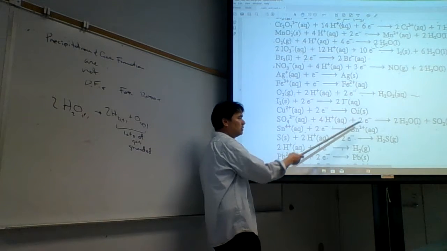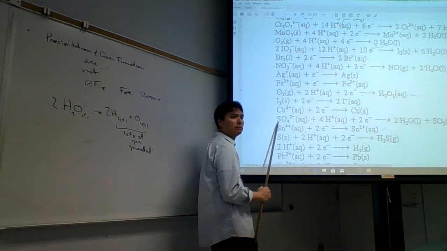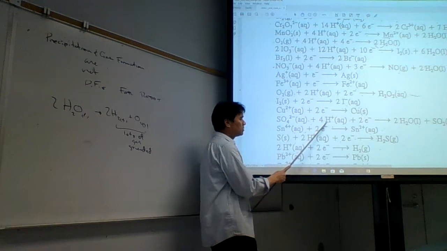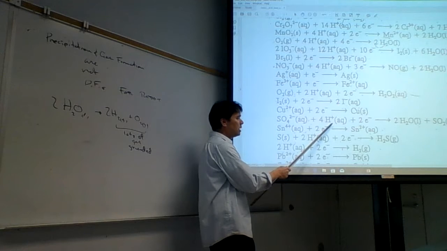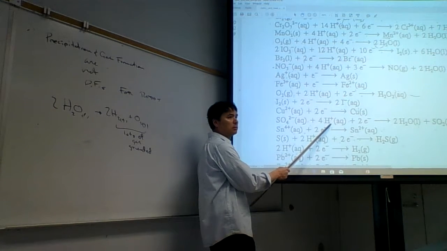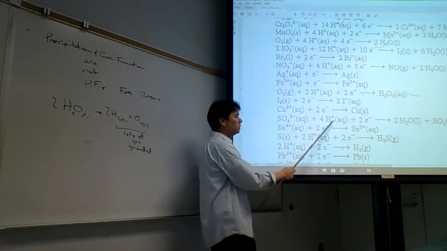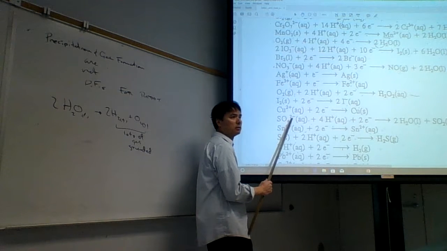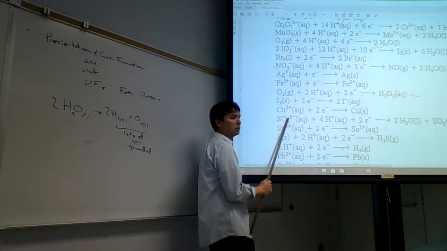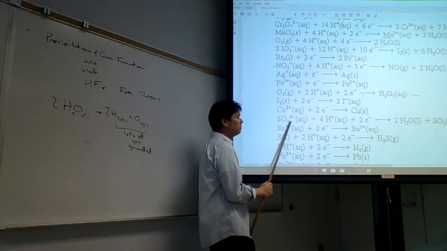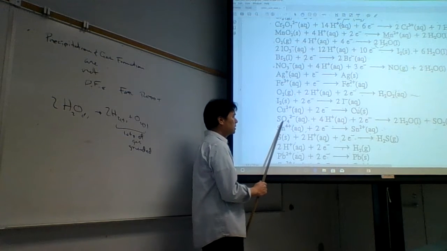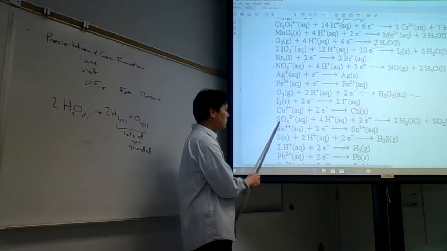No. What's taking electrons in sulfuric acid? What's taking electrons in sulfuric acid is not H+. There's no water here in the reactant. It's sulfate. Let's look at the oxidation states. What is the oxidation state of sulfur in sulfate?